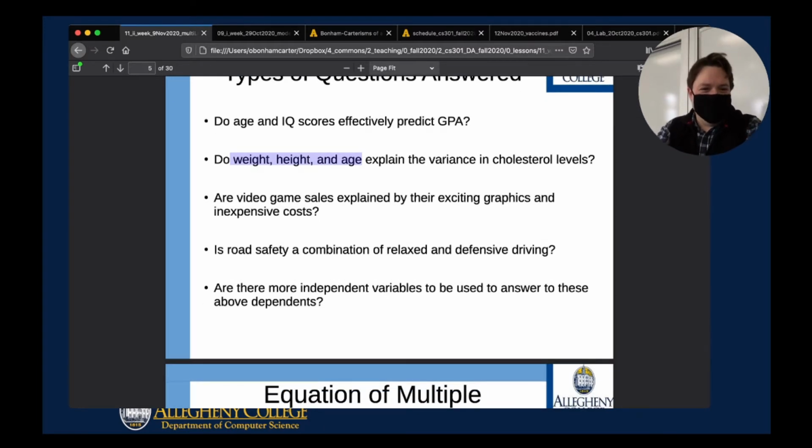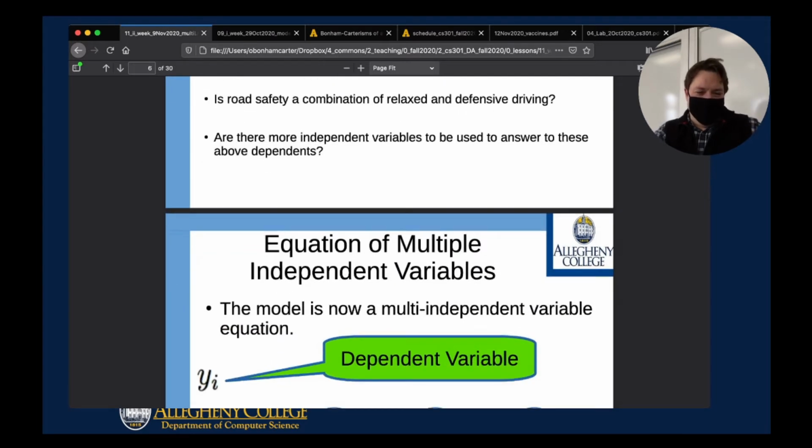Another interesting thing is this question here, the third one: are video game sales explained by their exciting graphics and inexpensive costs? Again, you could argue that it's not just perhaps the graphics that a game has and the cost of actually buying the game. It could be other things too. It could be, for instance, the playability, if such a thing exists, or the interest in the game, or whether the game is the second game of a series of an already understood and well-known theme. So are there other things that contribute to whether a type of game sells better than another game? Anyway, we have a whole bunch of variables that we can consider to answer each of these types of questions.